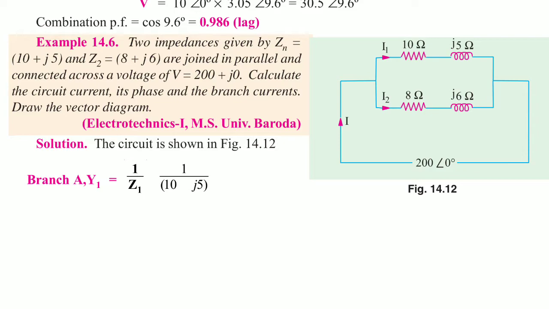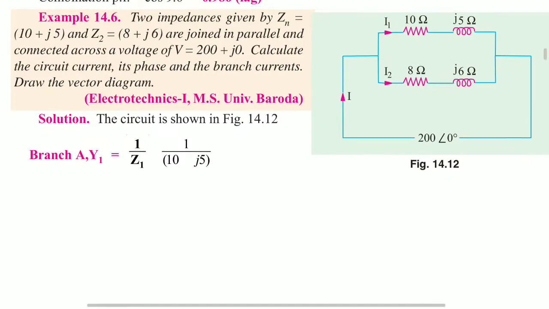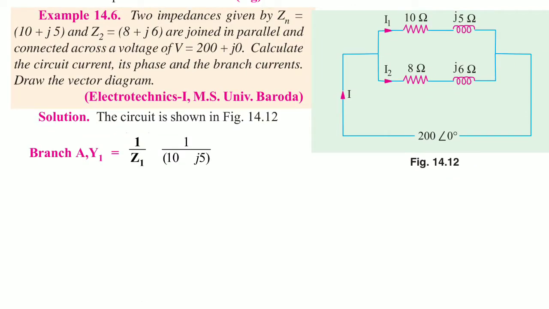Z1, Z2 are joined in parallel and connected across a voltage V equal to 200 plus J0. Calculate the circuit current, its phase and the branch currents. Draw the vector diagram also.